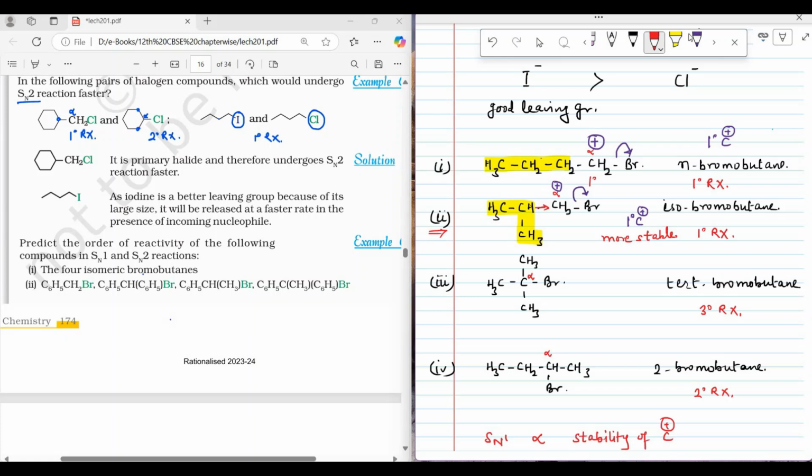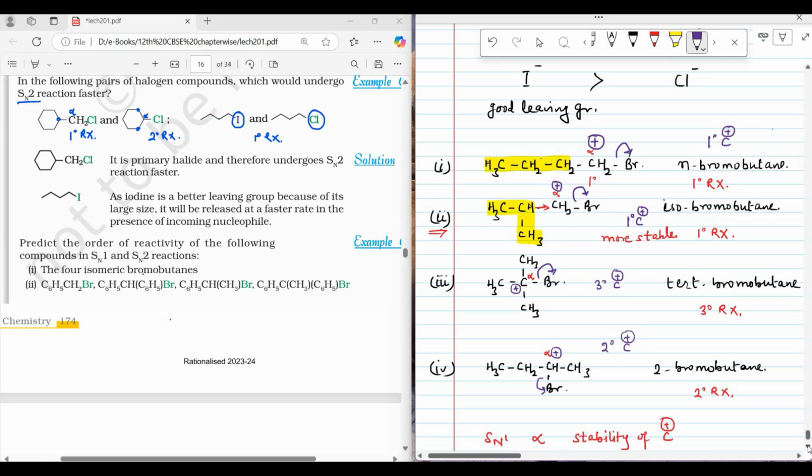In the third isomer, this Br will leave the molecule in the form of Br negative and positive charge will develop at the alpha carbon. And this alpha carbon is bonded to 3 other carbons. So this is tertiary carbocation. And in the fourth isomer, when this Br leaves the molecule, positive charge will develop at the secondary carbon. So this will result in the formation of secondary carbocation.